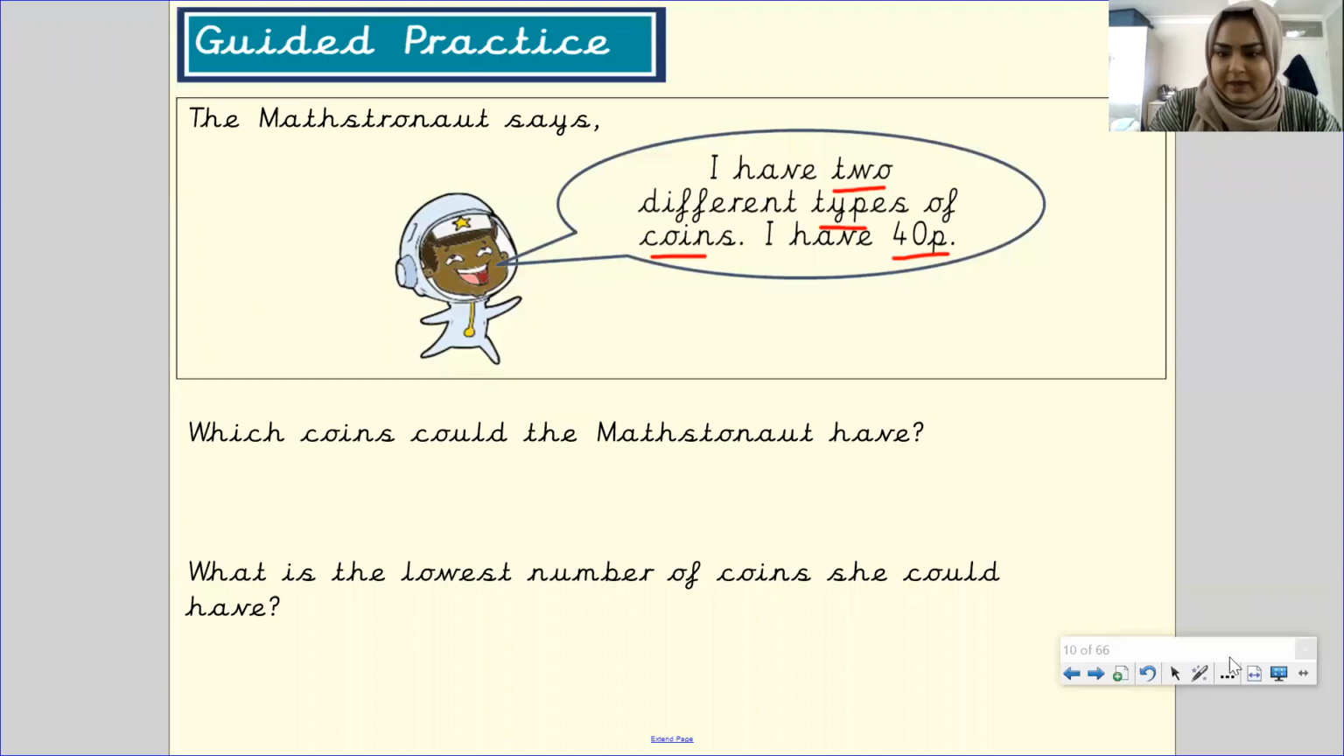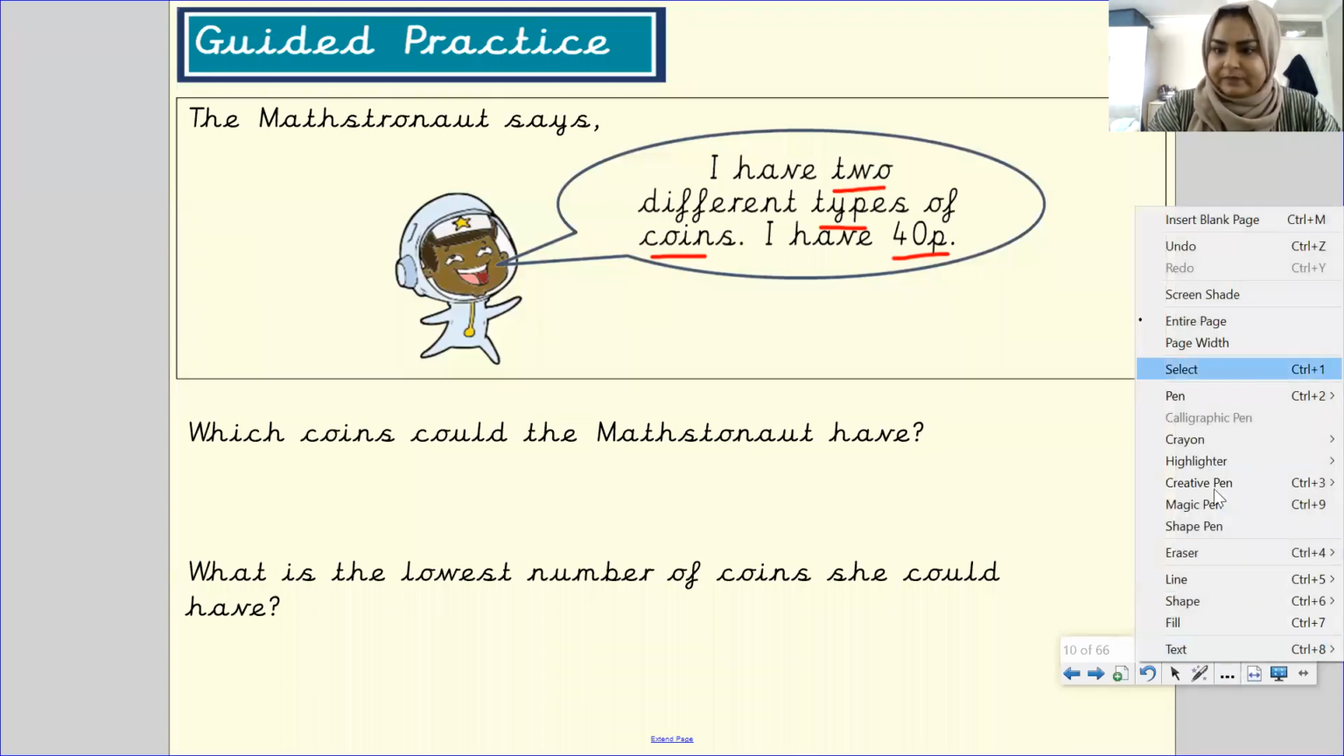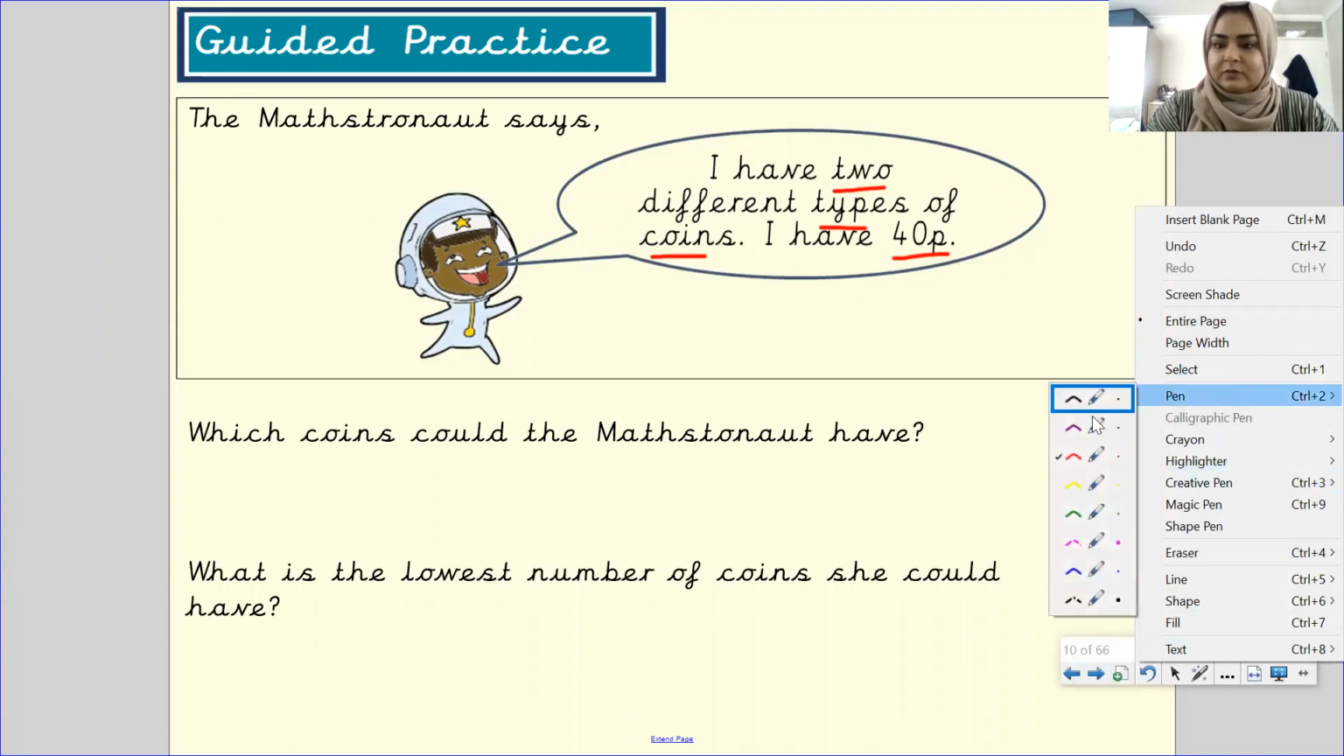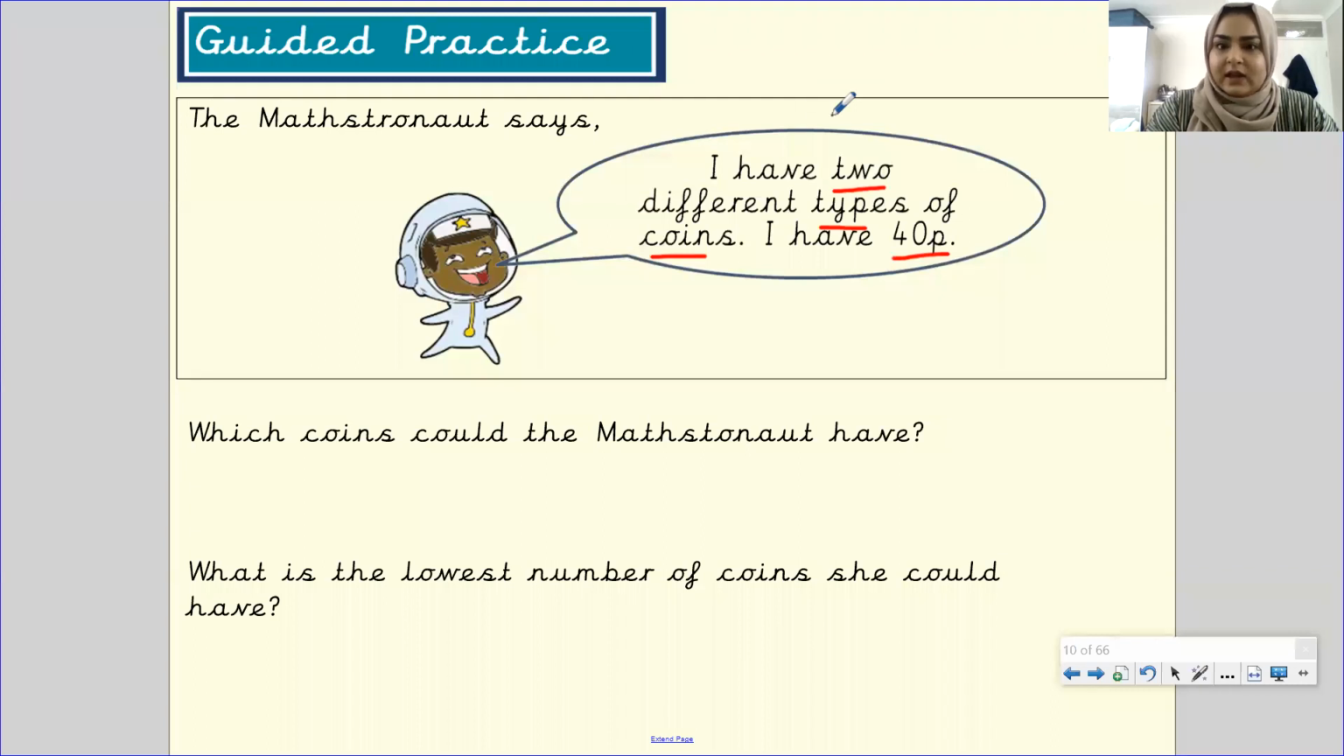Okay, so yeah. There are many ways that you could make 40p out of different types of coins. Because it says 2 different types of coins, it means you should be making the total up with different types of coins, but only 2. So I could have 10p, 10p, and 20p. That is one way. I've used one type of coin, which is 10p, and a different type of coin, which is 20p. So that's 10, 20, 30, 40.